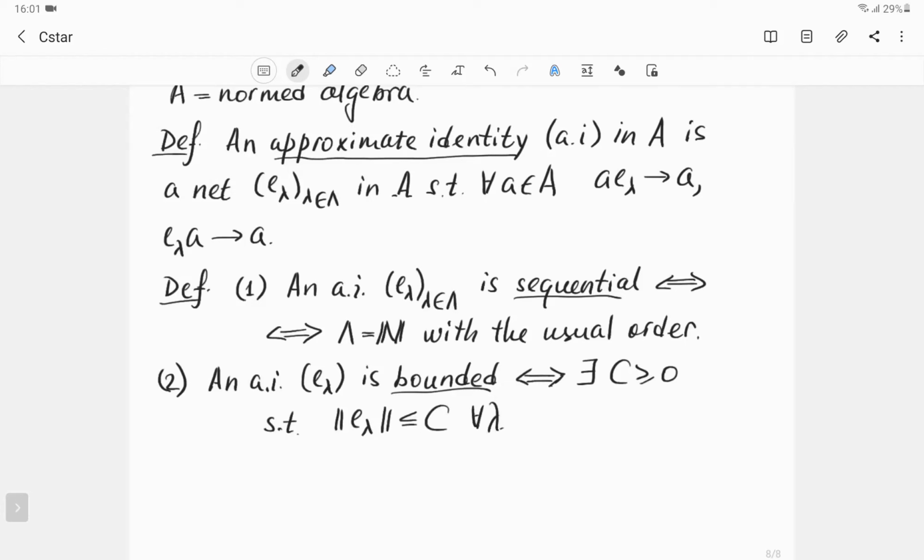Well, our main result will be that each C-star algebra has a bounded approximate identity. Today, we don't have time to prove this. So in conclusion, let me just give you some examples of approximate identities.